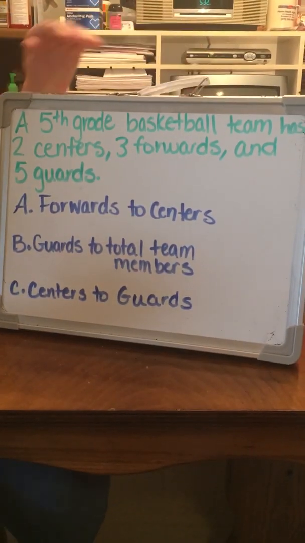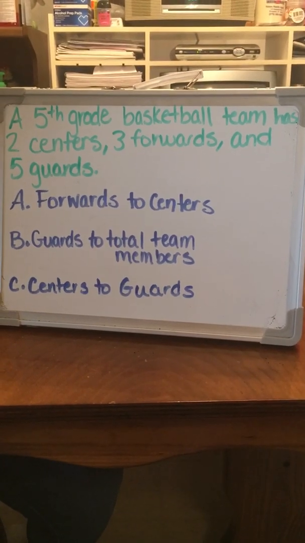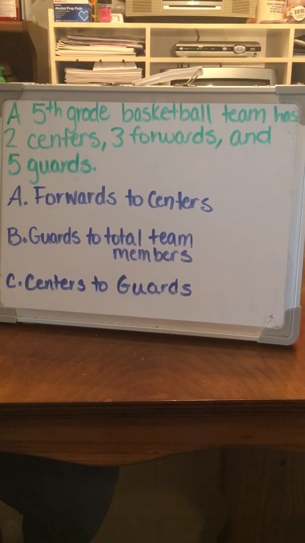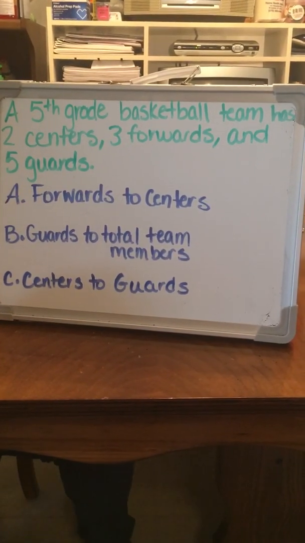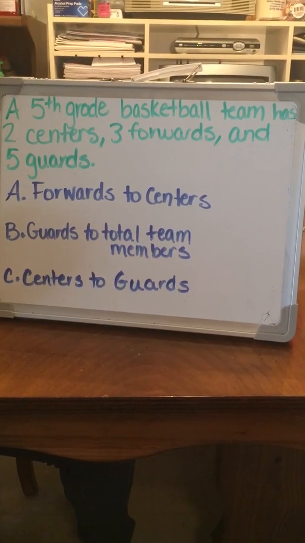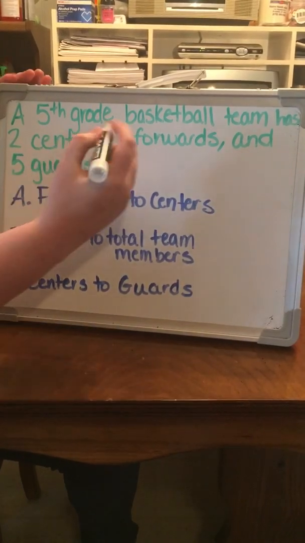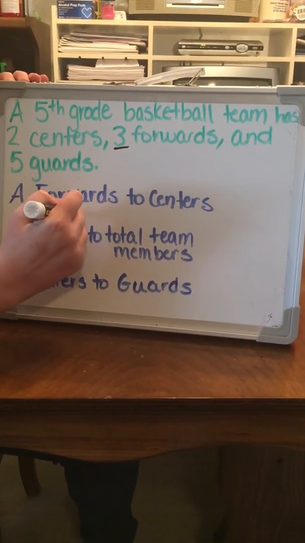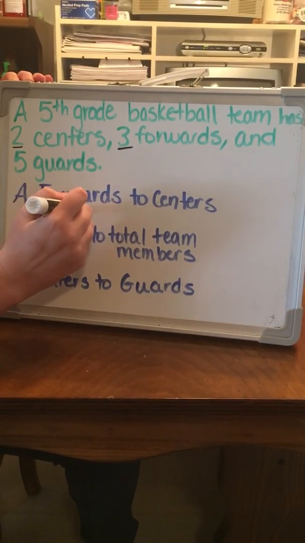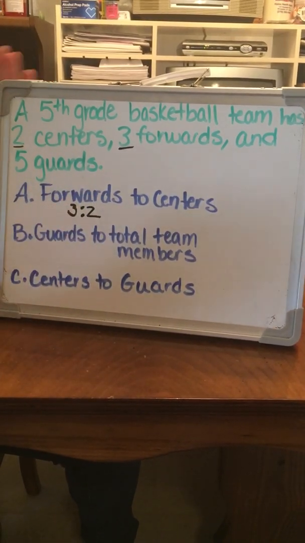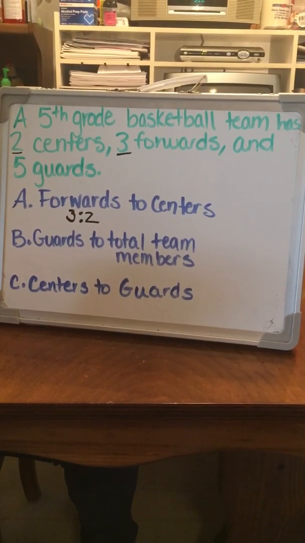So let's look at the scenario. This scenario says a 5th grade basketball team has 2 centers, 3 forwards, and 5 guards. So we're going to write some ratios based off of this data. So the first ratio we're going to write is forwards to centers. We're going to compare the number of forwards on the team to the number of centers on the team. So let's look at this. How many forwards are on our team? Well, there's 3. So we can say our first one is 3 for the forwards, and then the centers we have 2. So we could write this as a 3-to-2 ratio. There's 3 forwards for every 2 centers on the team, a 3-to-2 ratio.